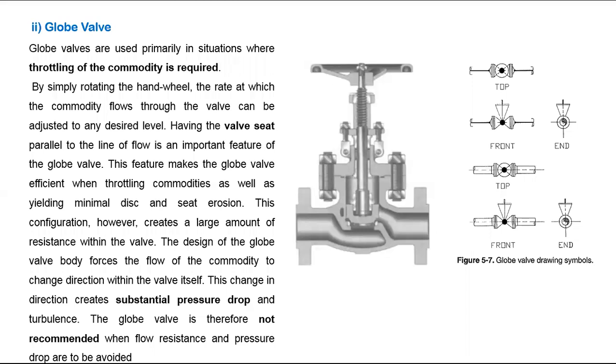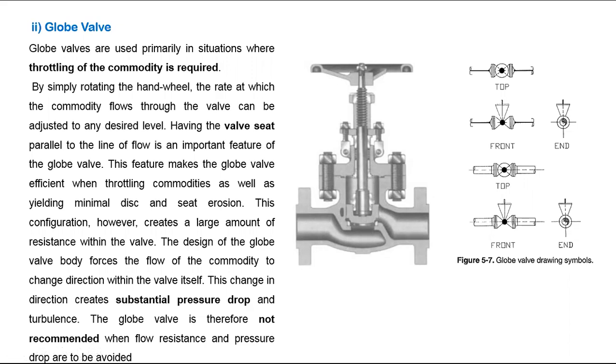What is the positivity in the globe valve? It is very perfect in arresting the flow. One single drop will not go into the downstream. If you turn off the valve, one single drop will not go out. Like that it will be there.